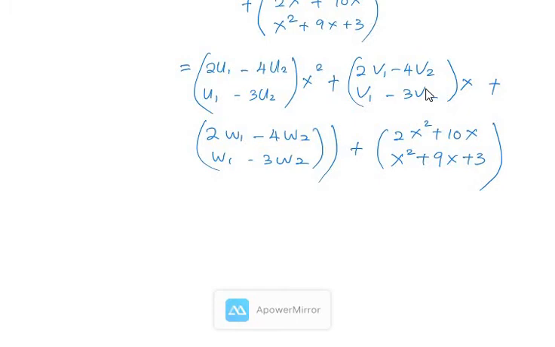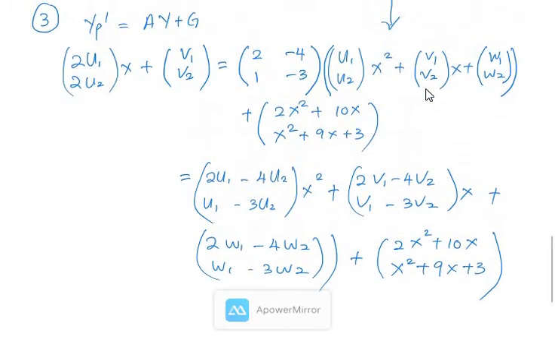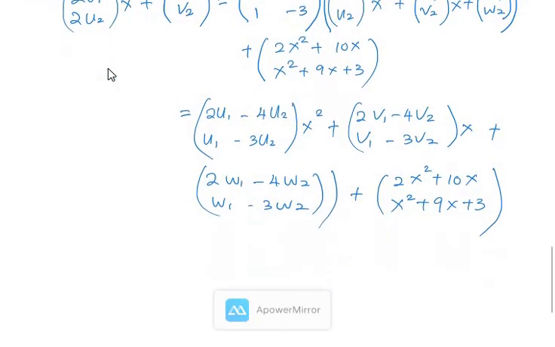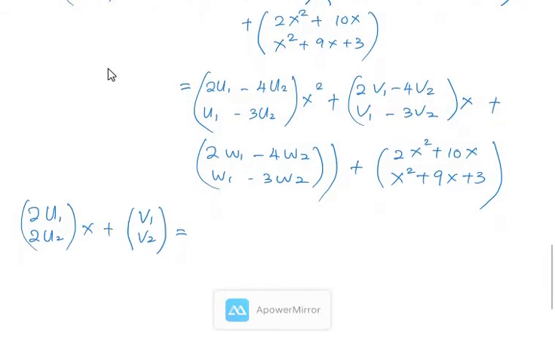So now I can sort out the x squared and x for the left hand side and the right hand side. For the left hand side, I only have x, so the coefficient of x: 2U1, 2U2, x plus V1, V2. For the right hand side, I have the x squared, so I collect all the x squared.